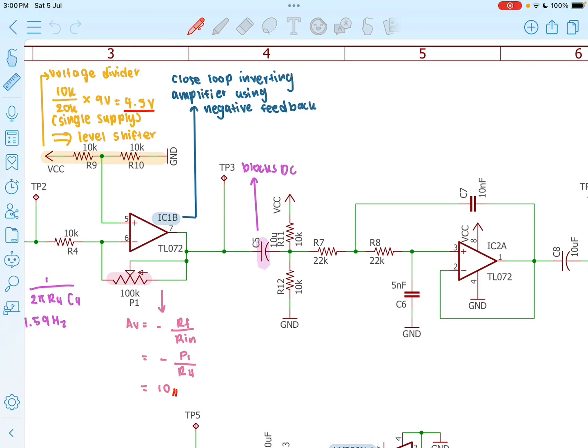Finally, the output of IC1B is passed through C5, a coupling capacitor which blocks any DC offset, allowing only the AC signal, the amplified heartbeat, to continue to the next stage for further filtering.